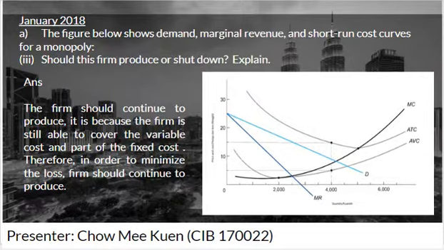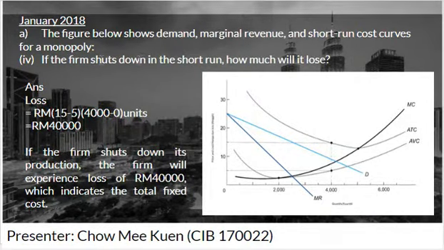And then move on. If the firm shut down in the short run, how much will we lose? The loss is equal to the fixed cost, so 15 ringgit minus 5 ringgit times the 4,000 units of output is equal to 40,000 ringgit. So if the firm shuts down its production, the firm will experience a loss of 40,000 ringgit, which indicates the total fixed cost. So we move on to the next question.